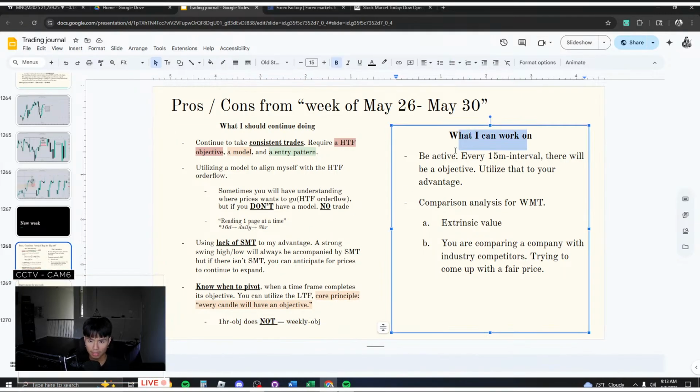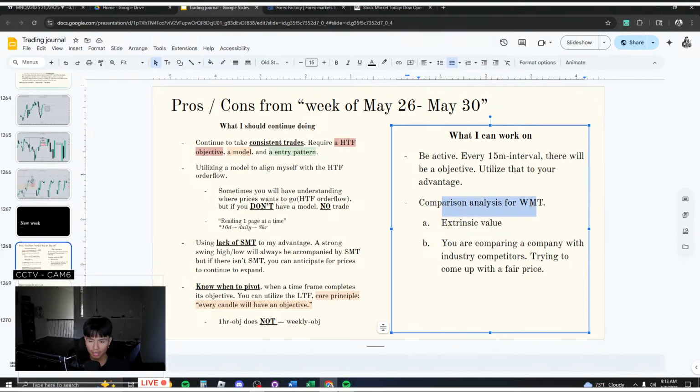And so some things I can work on is for me to be active. I have to recognize that every single 15-minute interval presents a new objective, right? Every single 15 minutes, there's a new 15-minute candle closure. And with a 15-minute candle closure presents a 15-minute objective. So I want to utilize that to my advantage and be present for those new objectives that could possibly lead to a trade. And yeah, so that's some of the things I can work on.